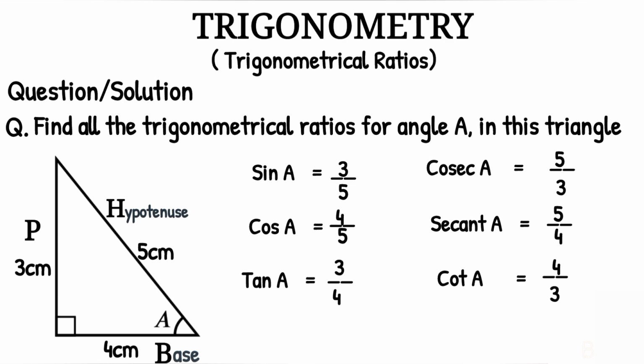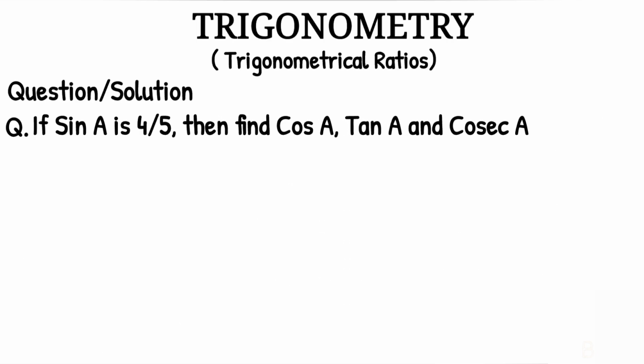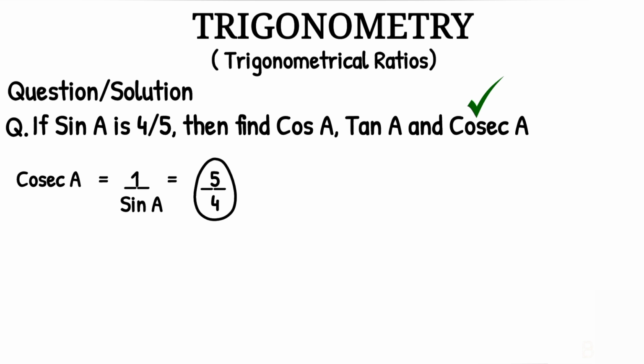Let's do one more question. If sine A is 4 upon 5, then find cos A, tan A, and cosec A. In this question, the value of sine A is given and we are asked to find cos A, tan A and cosec A. You know that cosec A is 1 upon sine A. So cosec A will be 5 upon 4. Now cos A and tan A are left.